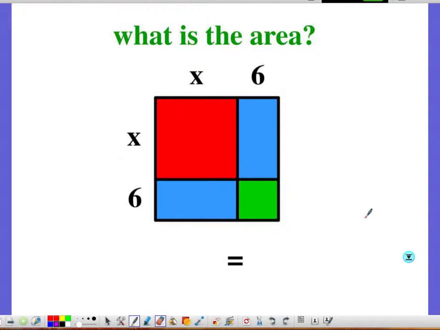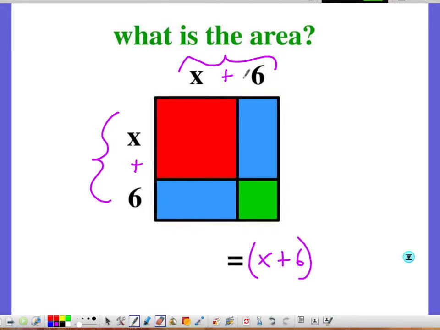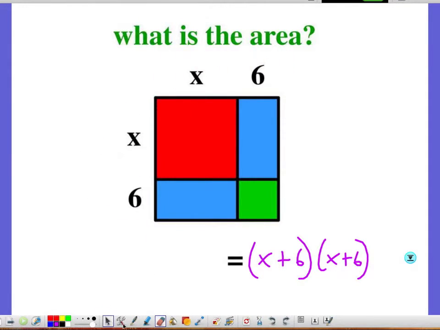Now let's take a look at this example here. Again, what we can do first is multiply the length and the width. And notice that the length is x plus 6 and the width is going to be x plus 6. And so if I multiply those together, that gives me the area of the rectangular shape. But I can also go ahead and find the area of each individual shape here.